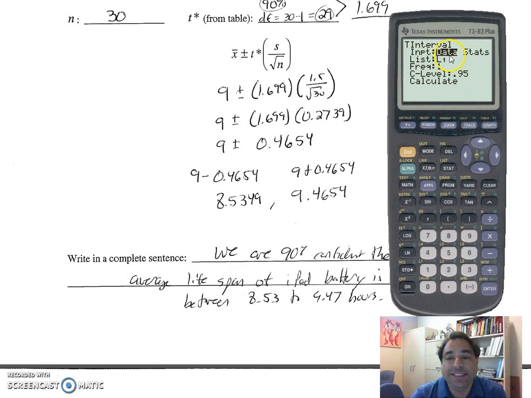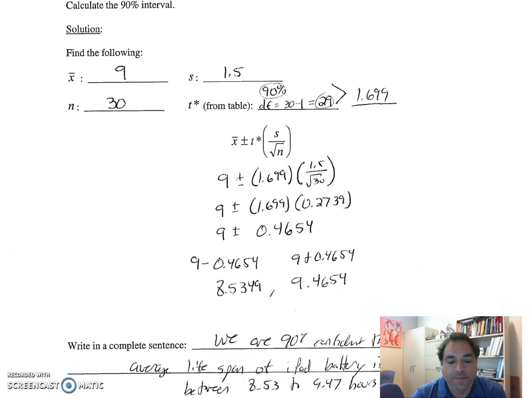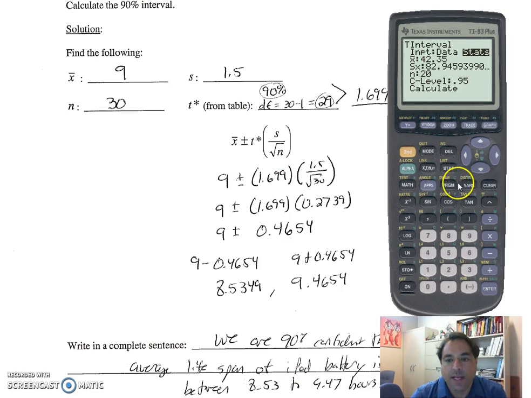And then it's going to ask us for data or stats. Data means we put the data on a list. In this case, we don't have a list of data, but we do have stats. So we're going to choose stats. And then we're going to fill in our numbers. So x bar would be 9. Our original standard deviation is 1.5. Our n is 30. And confidence level is 0.90. And we go to calculate.